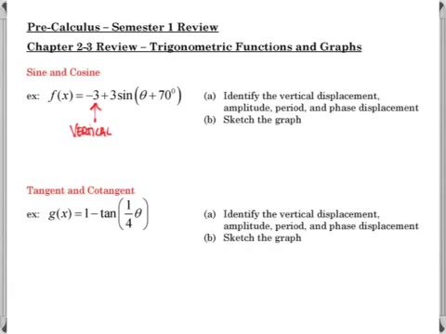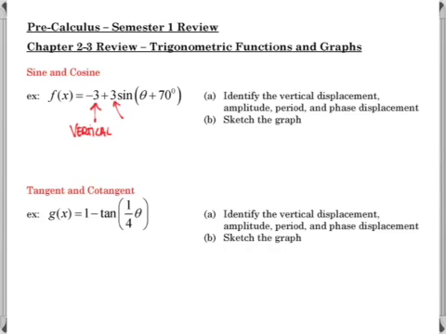Alright, so we're going to look at chapters 2 and 3 of our pre-calc book, which is really a focus on our general trig with the graphs and solving equations using our trig values. So if we're given a general equation like the first example, we want to identify a couple of things. We want to look at the vertical displacement, the amplitude, the horizontal displacement, and then what happens to our period.